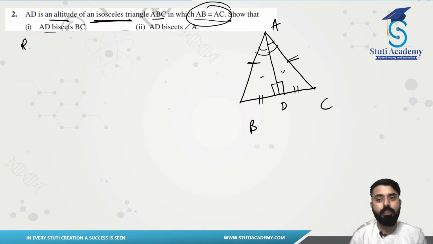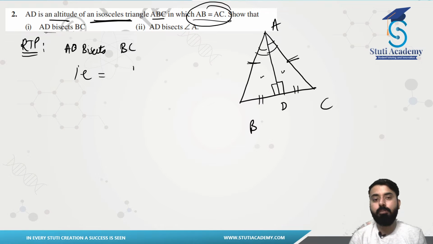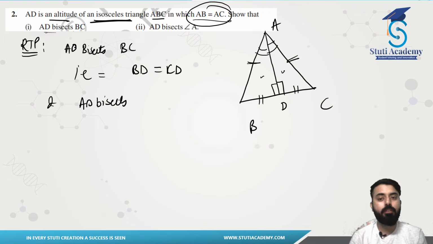Firstly, let's just write it here. Required to prove is what? Required to prove is AD bisects BC. That means we have to prove that BD is equal to CD. And we have to prove that AD bisects angle A. It bisects BC. That means, I have just written it twice.